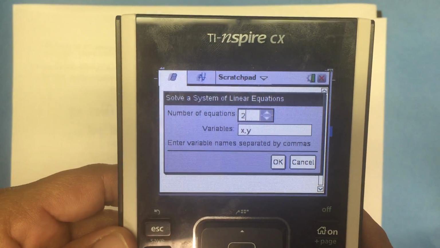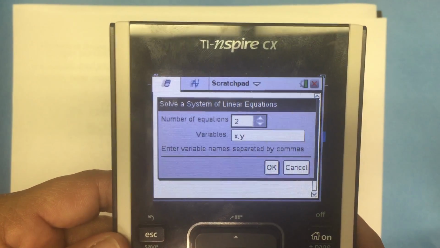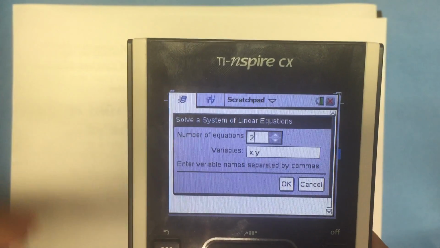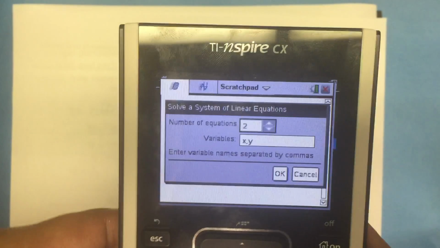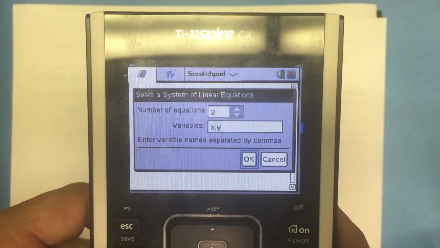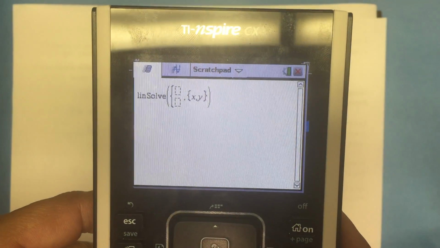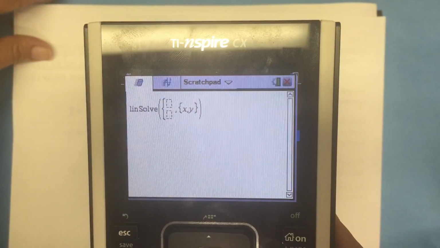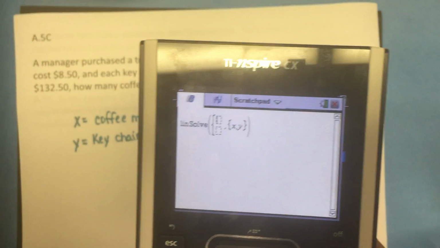And we get this box. It says number of equations 2. That's good. Variables X, Y. I'm using the variables X, Y. You could change it if you were using different variables at this point. I'm just going to hit tab until I get to OK and hit enter. Then this opens up in the scratch pad.